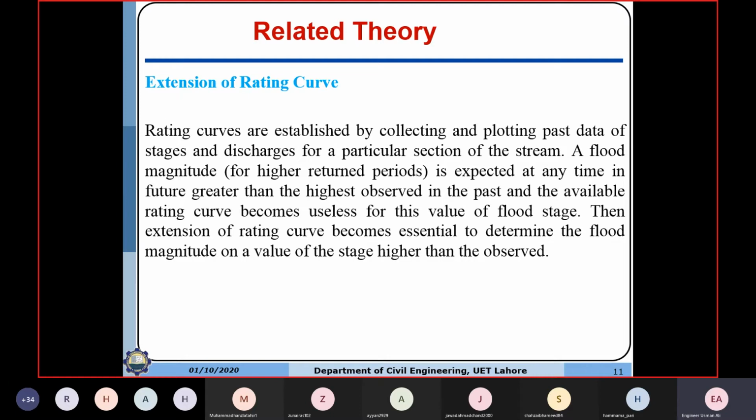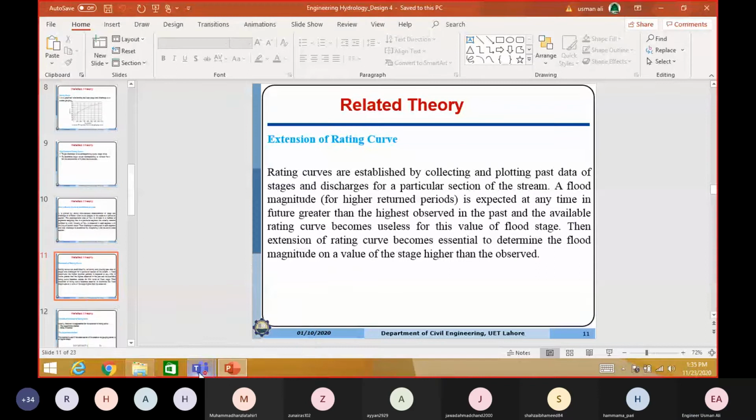So in that case, rating curve extension is important, because the already existing rating curve for the site will not be used as it is. So a flood magnitude higher than the expected at any time in future, greater than the highest observed in the past, and the available rating curve becomes useless for this value of flood stage. Then the extension of rating curve becomes essential to determine the flood magnitude on a value of the stage higher than the observed.